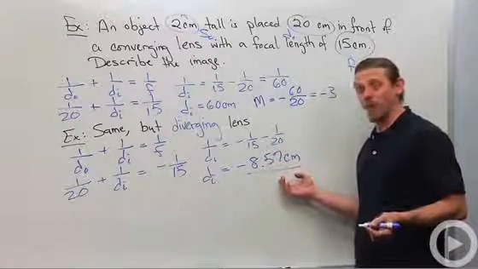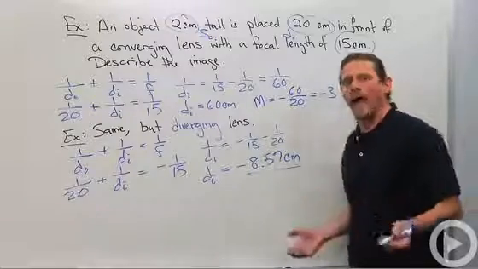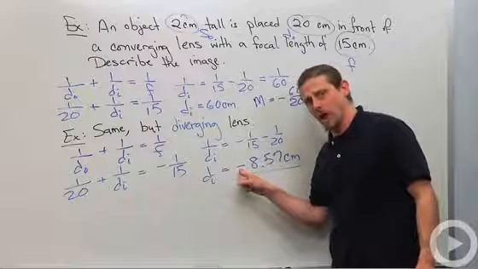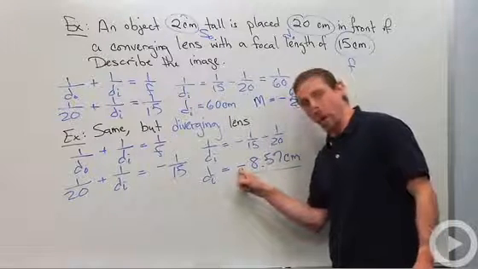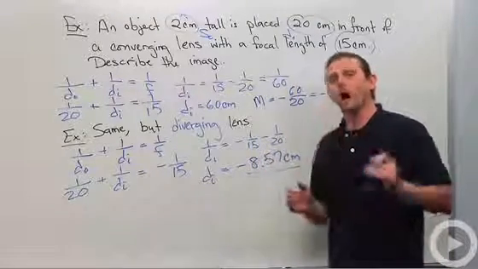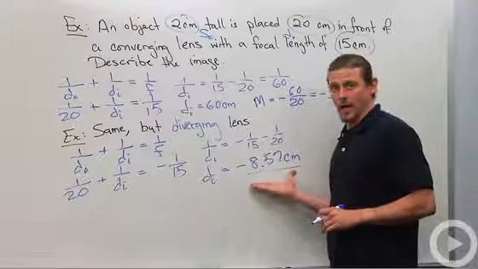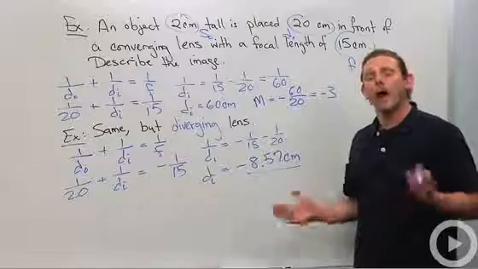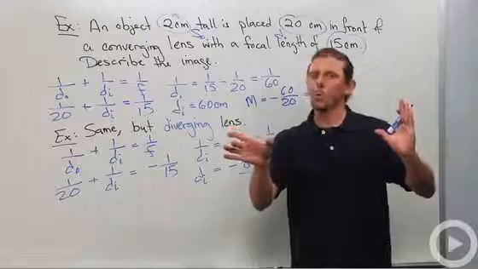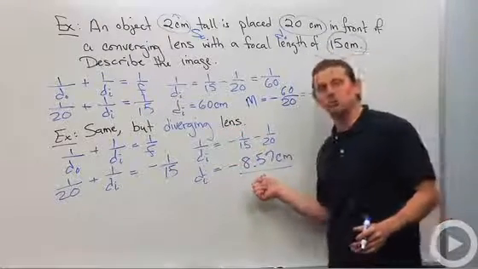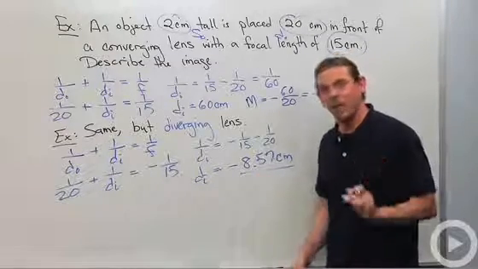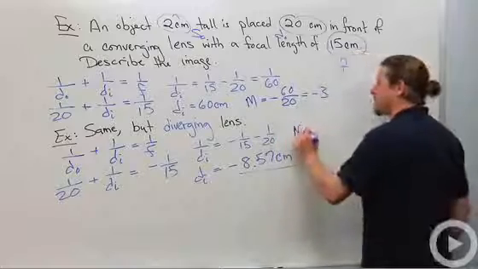Not as nice as it was before. All right? So now what we would say is that the image appears on the same side of the lens as the object. It is a virtual image. It is 8.57 centimeters away from the lens, which is much closer to the lens than the object. Now, a nice, easy thing to remember is that whatever's closer will be smaller. So since this image is closer to the lens, it's going to be smaller, and that means the magnification will be less than 1. In fact, we can calculate the magnification.